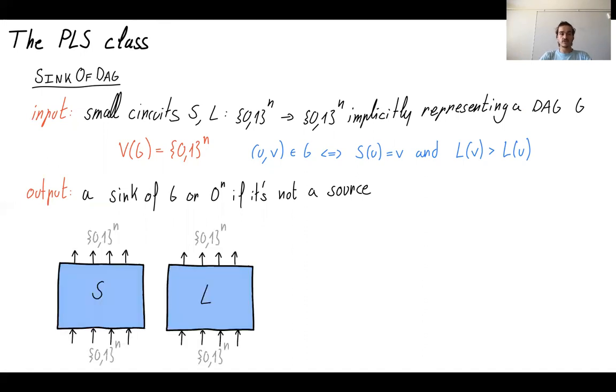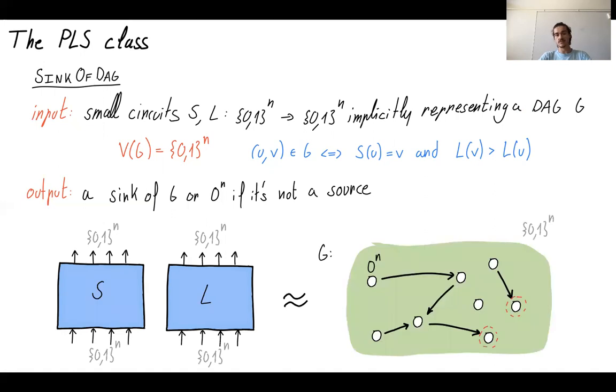So we're given two circuits, successor and level, taking bit strings of size n and putting out bit strings of size n. And this implicitly corresponds to a graph on 2 to the n vertices. And now you need to find a sink in this graph, right? Note that you could have several paths that merge in one vertex.